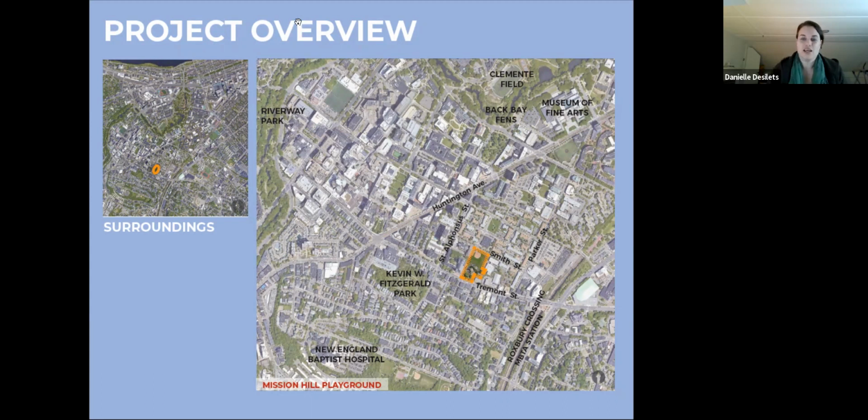So hopefully you know the site and you understand where it is, but we just thought we'd show the park in context so you get an idea of what else is around. So on the bigger aerial image, we have it highlighted in the center in orange. You probably know Kevin Fitzgerald Park, which has been updated relatively recently. And then there's a fair amount of other larger green areas in the area, including Back Bay Fens, the Charles itself, the Riverway Park, Clemente Field.